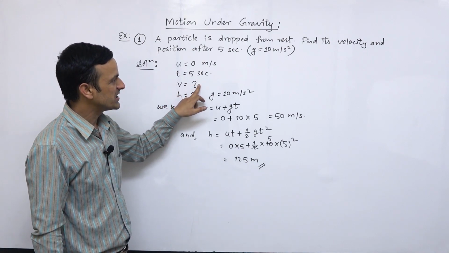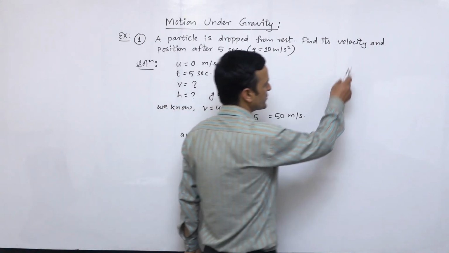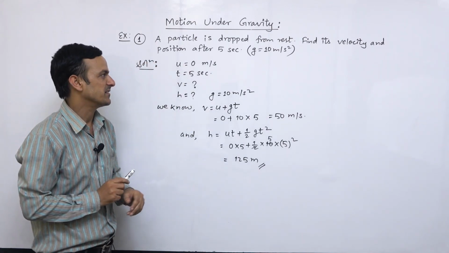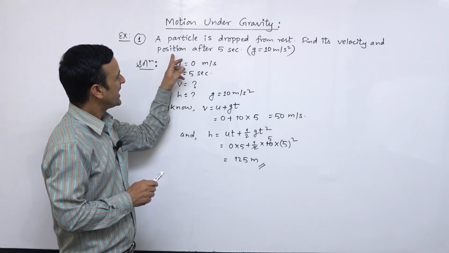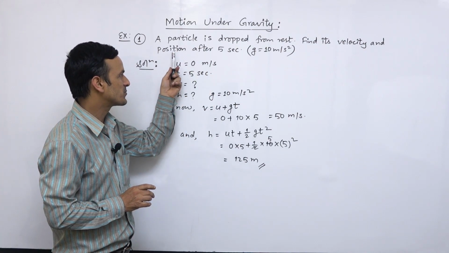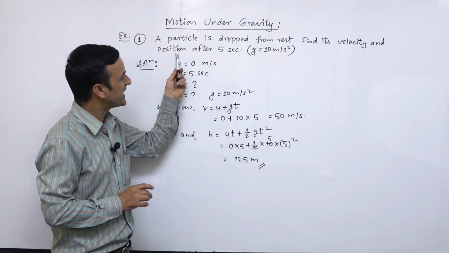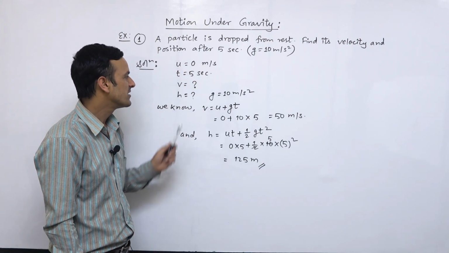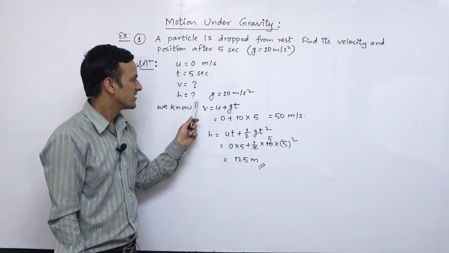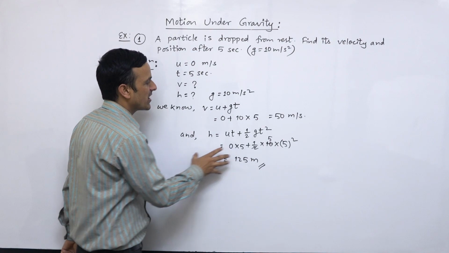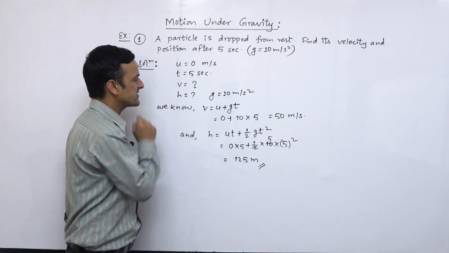And final velocity is what? We are going to find this velocity and position after 5 seconds. So after 5 seconds, at what distance is covered by that particle, we have to find this position. That means at what height or at what distance it covers after 5 seconds. So this is h.